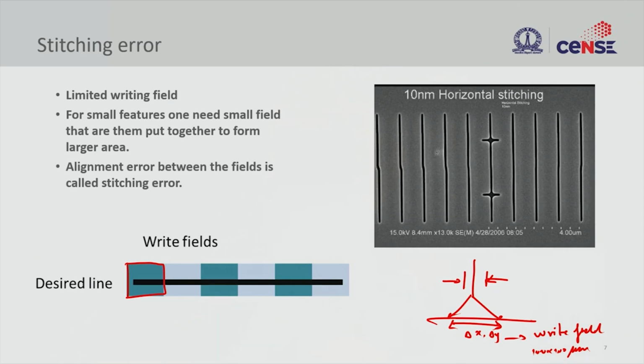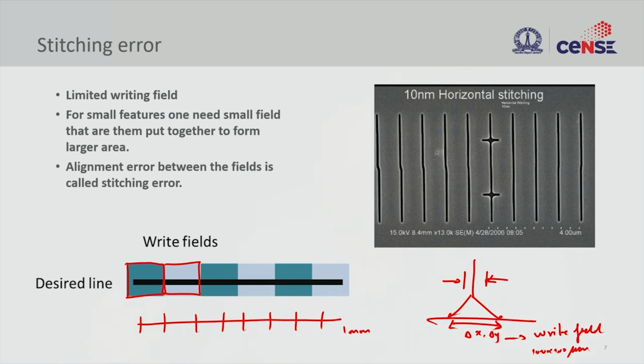So what we do is we write it field by field. We move the write field by moving the wafer. But if our line is 1 millimeter, what I should do is divide this line into this write field width and then stitch the line together. So this is how you do it.